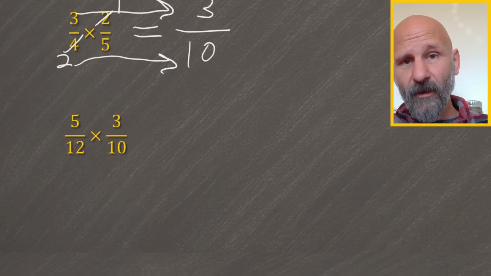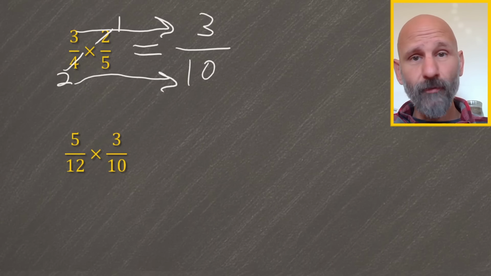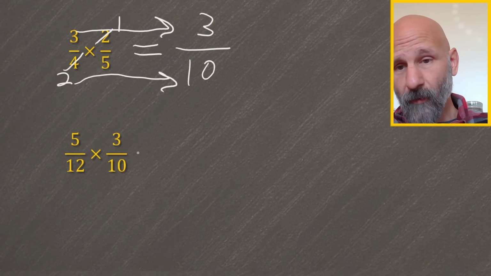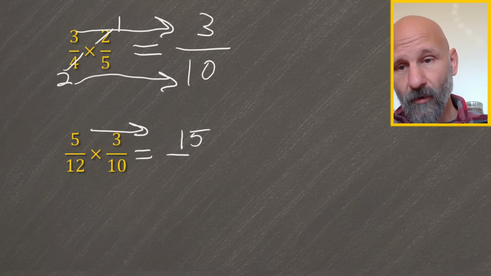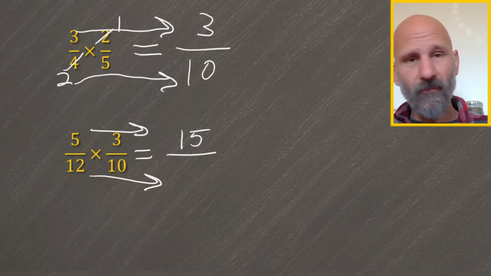Let's look at this last one here. Now, let's say we don't cross-cancel ahead of time. We would end up doing 5 times 3, that's 15, over 12 times 10. And 12 times 10, that's an easy one. It's 12 with a 0 on the end.